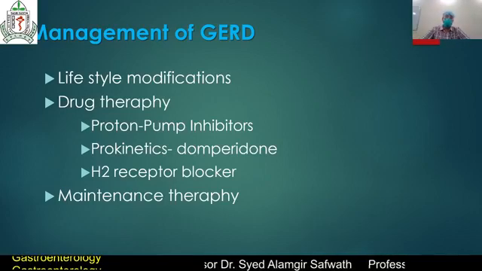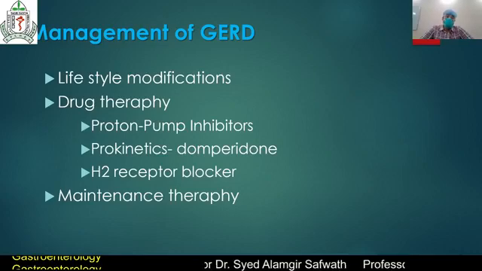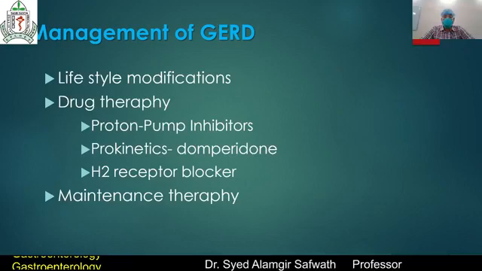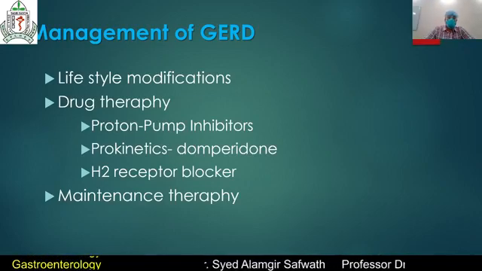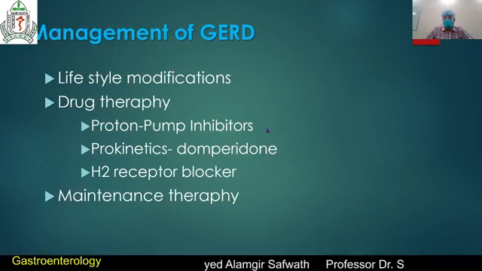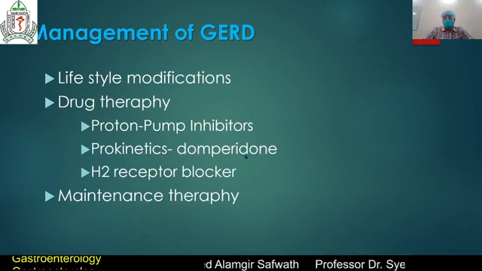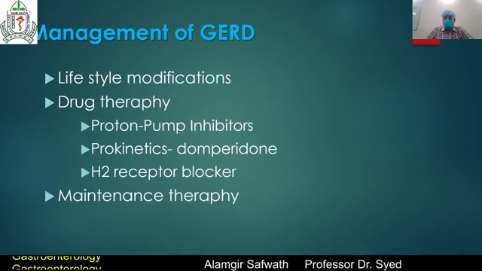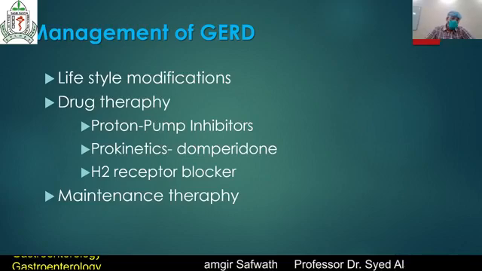Ask the patient to avoid certain foods like fatty food, like chocolate, like coffee, because these things increase the reflux. Then you use some drug like proton pump inhibitor. It will reduce the acid secretion in the stomach, thereby help in healing of the ulcer due to reflux. Give some prokinetic or domperidone. It will increase the peristaltic activity of the esophagus and thereby help in clearance of acid from the esophagus.